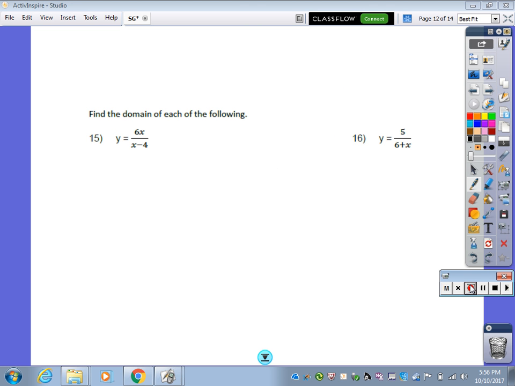Let's look at question 15 next. We are trying to find the domain of this expression. Domain is the x values we can use in this function, and when we think about x values we can use, there are some restrictions because of the denominator. A denominator itself cannot be equal to 0. So we know that x minus 4 cannot be equal to 0. If I add 4 to each side, we will get x cannot be equal to 4. X can be any number but 4.